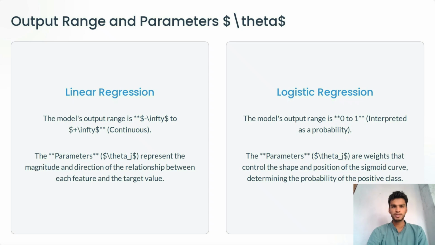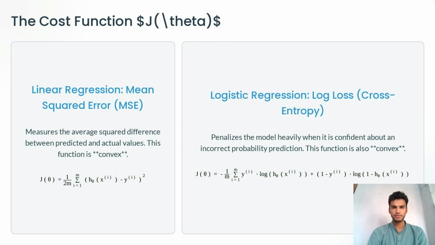Output range and parameters in linear regression and logistic regression. In linear regression, the model output range is minus infinity to plus infinity. The parameters represent the magnitude and direction of the relationship between each feature and target value. In logistic regression, the model output range is 0 to 1, interpreted as a probability. The parameters are weights that control the shape and position of the sigmoid curve, determining the probability of the positive class.